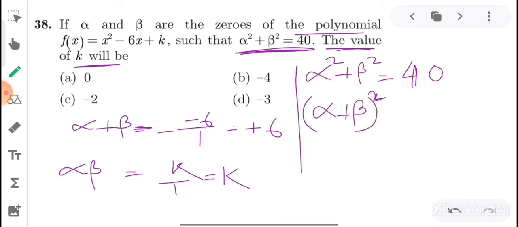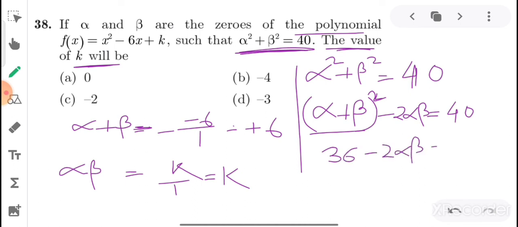Alpha plus beta whole square minus 2 alpha beta is equal to 40. Then alpha plus beta means 6, square 36, minus 2 alpha beta is equal to 40. So alpha beta will be minus 2.